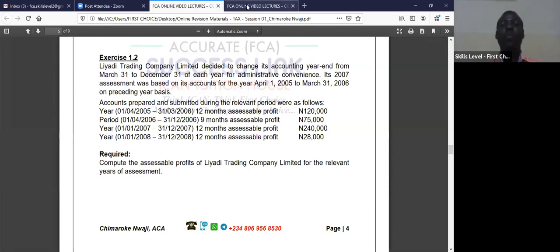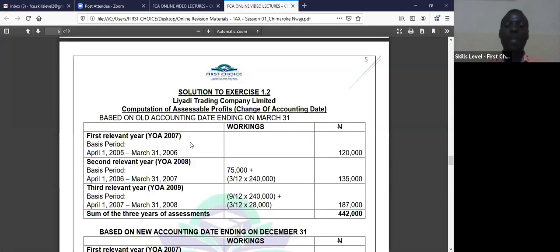Now, what is the formula? The formula for change of accounting date is this. First, you will work based on the old accounting date, which ends in March 31. How do you do that? You will pretend as if the company has not done any change. It means even if the company is telling you we have changed from March 31st to December 31st, pretend as if you didn't hear. Go on using March 31.